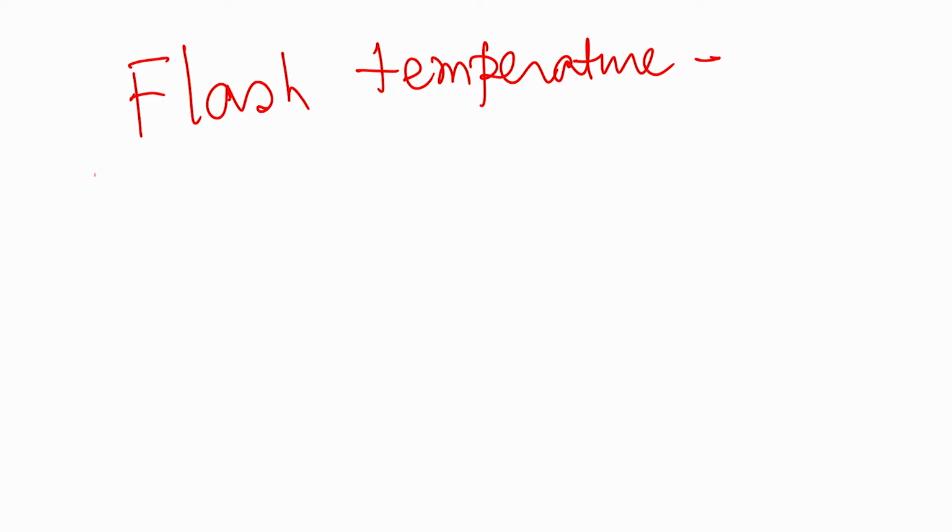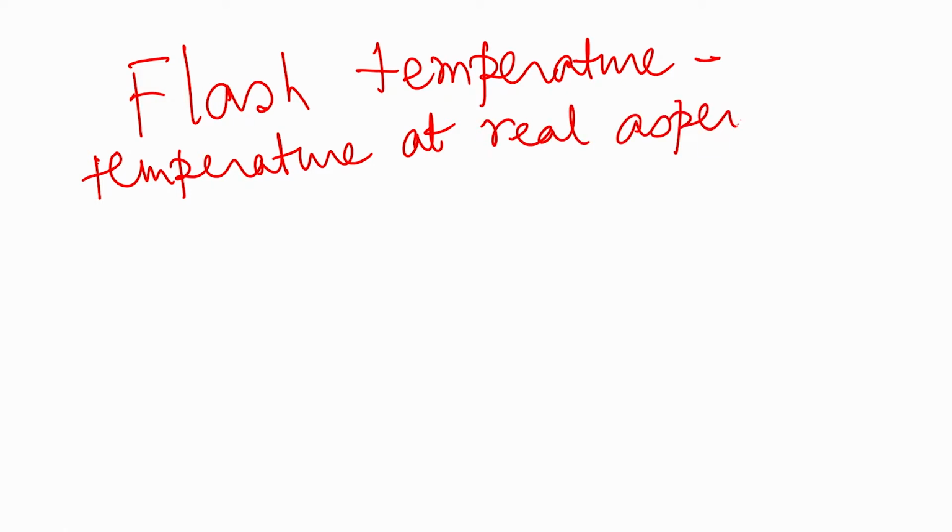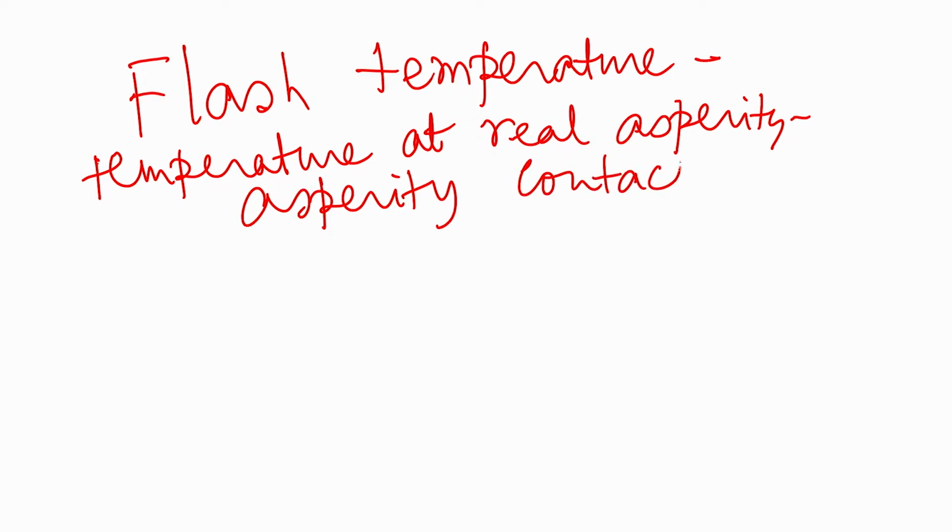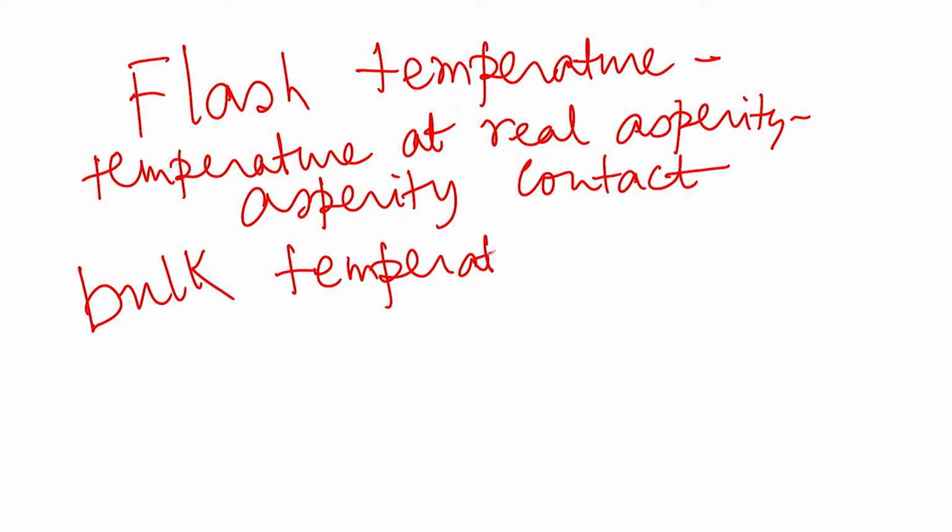Flash temperature is nothing but the temperature at the real asperity contact. And the other is called bulk temperature. In all the mathematical equations that will follow now, we will be using these two terms: the flash temperature Tf and the bulk temperature Tb.